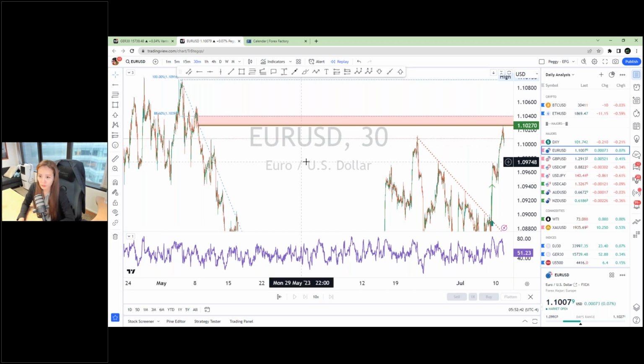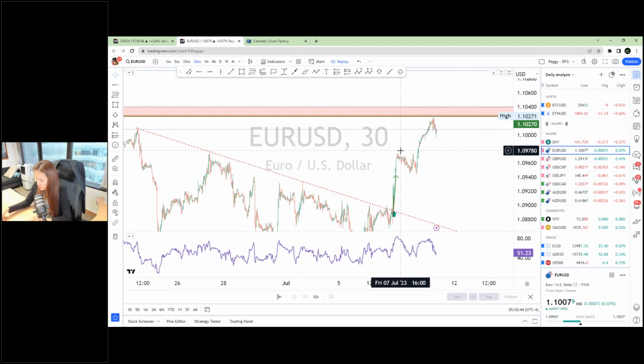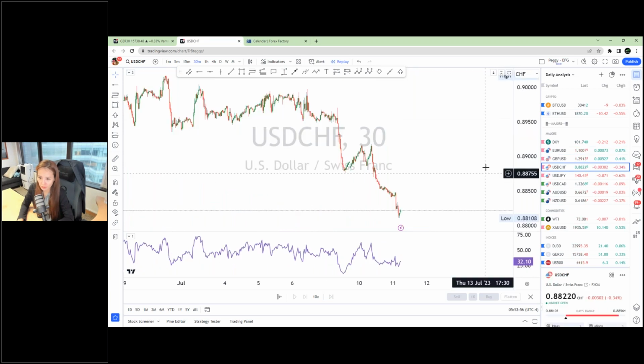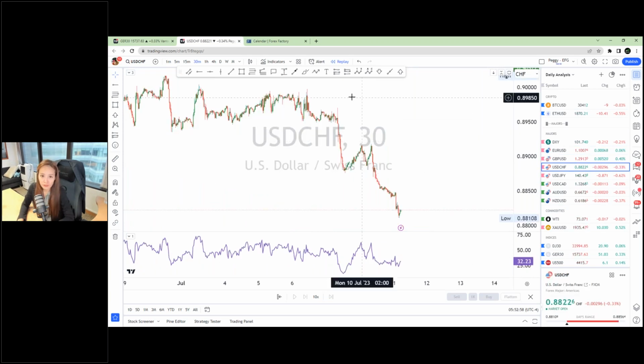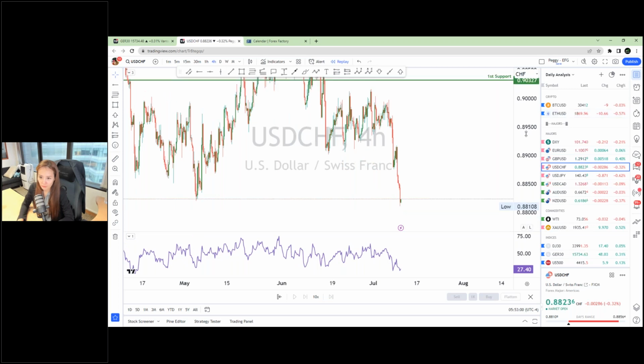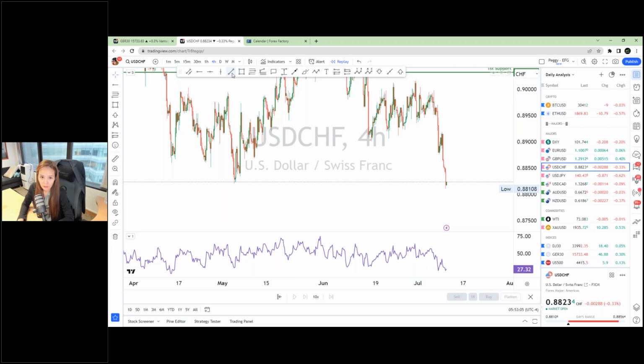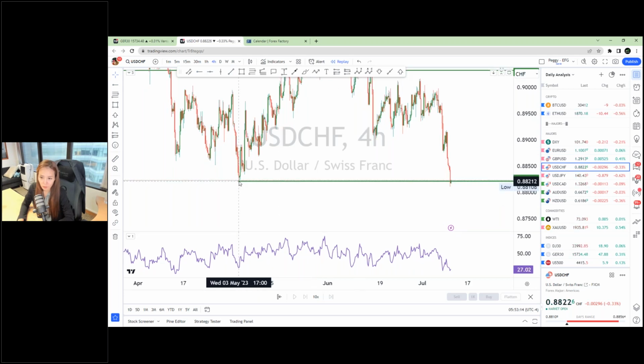Okay, this is the one. And we find another example here for this pair. Actually, this is my entry. So this is my support for today. We are currently at the chart, right? This is my entry here. I put it at the wick.